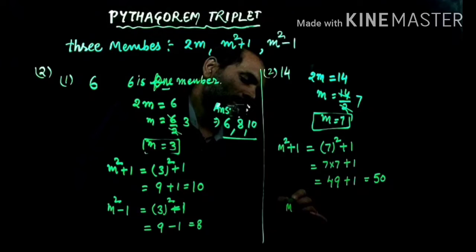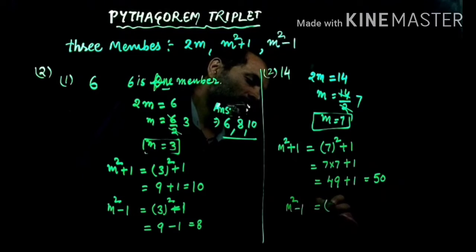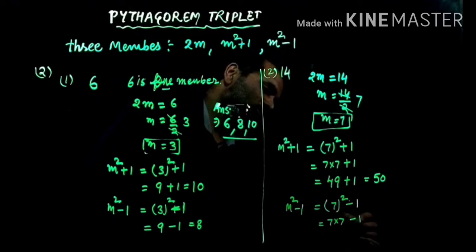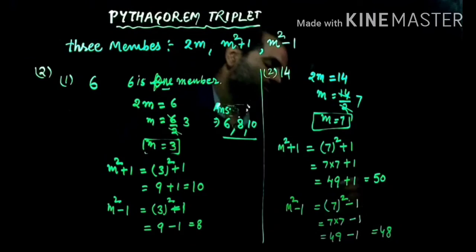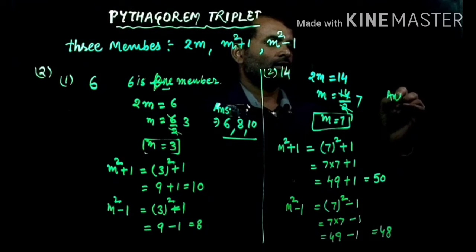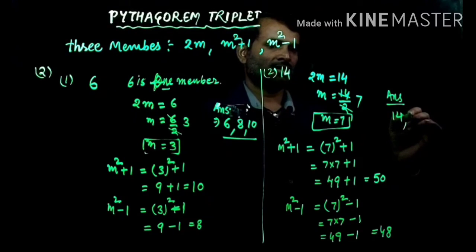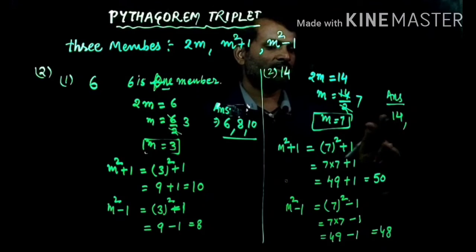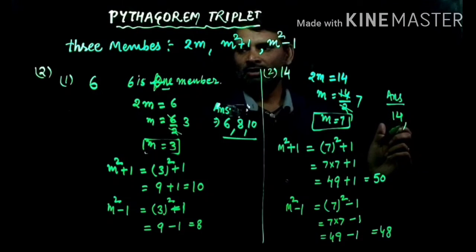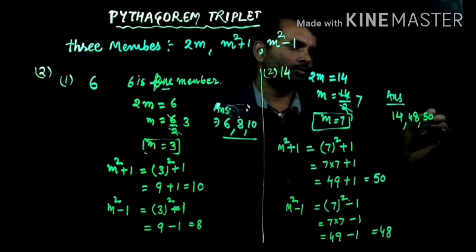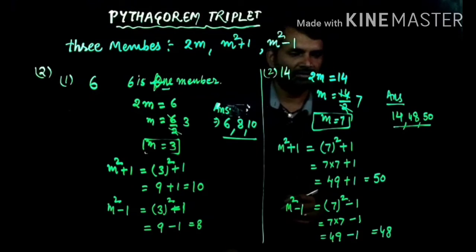Then the third is again m square minus 1. The value of m is 7, so 7 square minus 1, 7 into 7 is 49, minus 1 is equal to 48. So your answer is the 3 members: first is the given 14, then 48 and 50. So these are the 3 members.